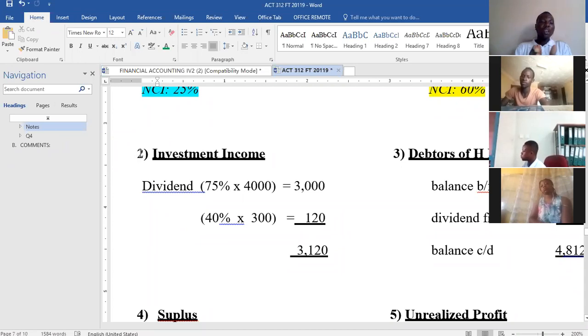So the 4,000 on the balance sheet, you strike 75% on it, you get 3,000. So out of the ordinary share dividend that has been proposed, his proportion is 3,000. Now, from the preference shares, he is having 40%. So 40% of the 300 is 120. So at the end of the day, the total proposed dividend that H is yet to include in his books is 3,120.